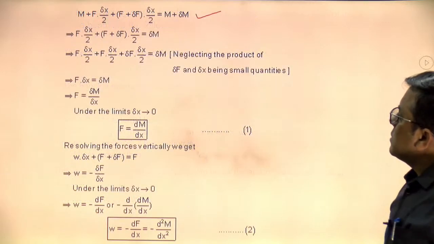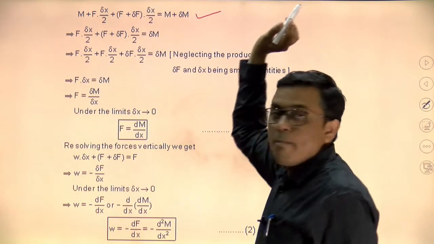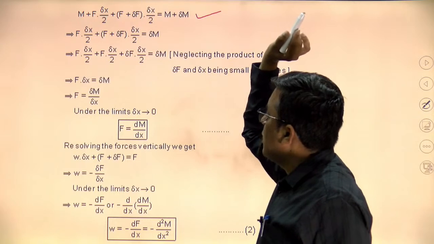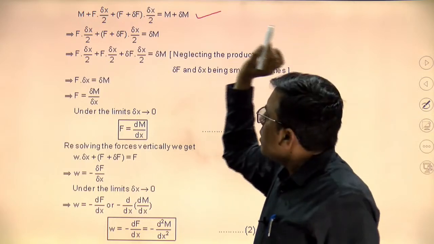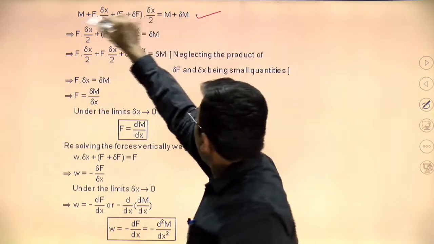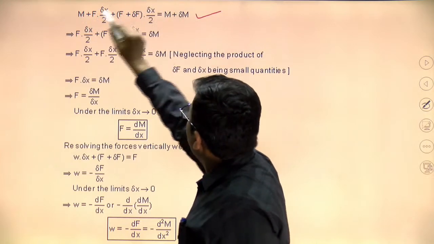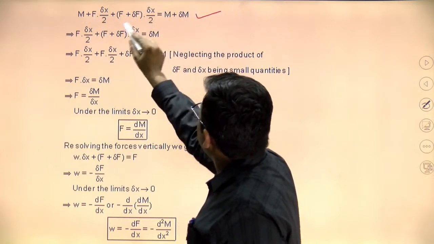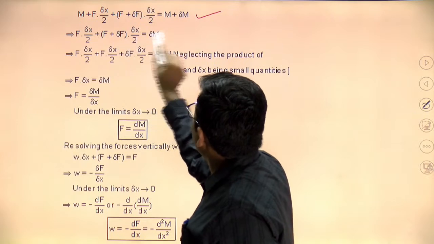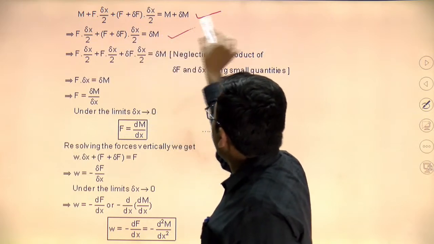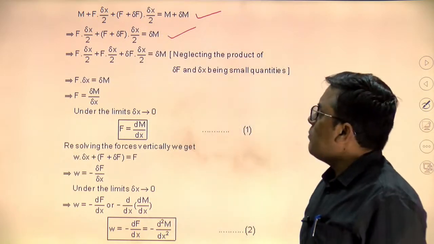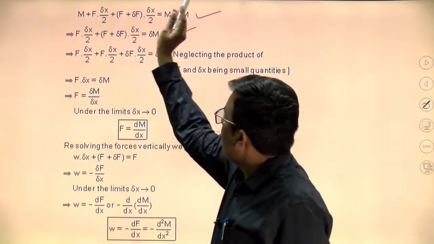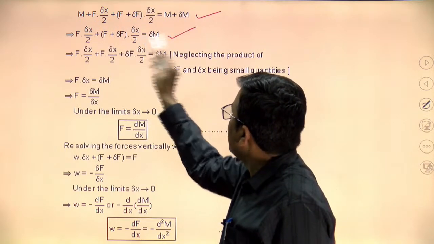So this is the equation. Now simplify this particular equation and ignore the smaller quantities. So m cancels, f delta x by 2, f delta x by 2, f plus delta f into delta x by 2 equals delta m. This is the equation we get in this way.